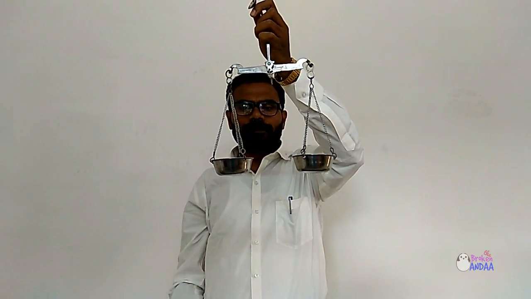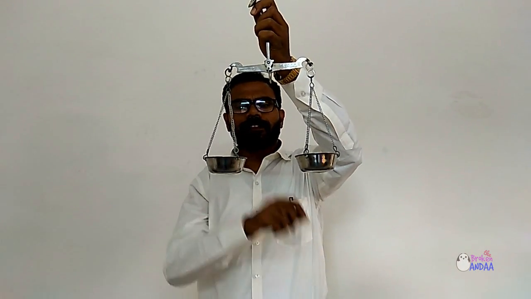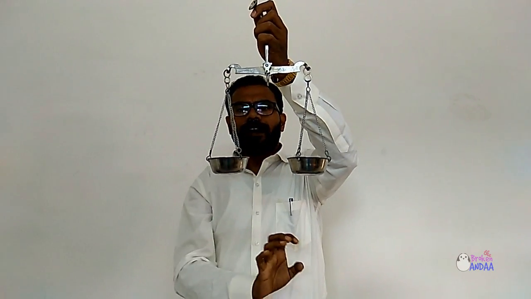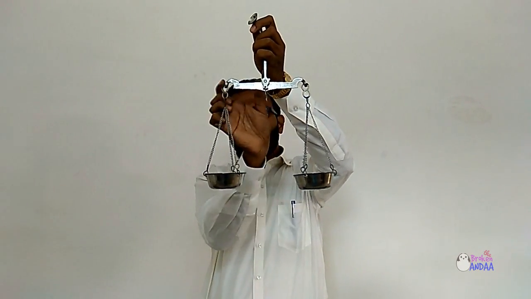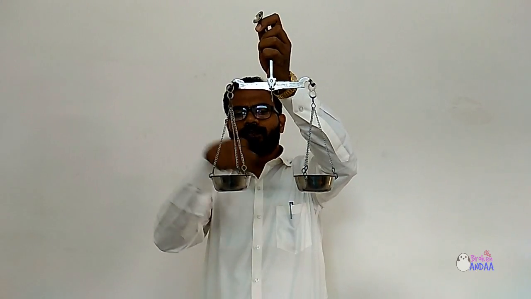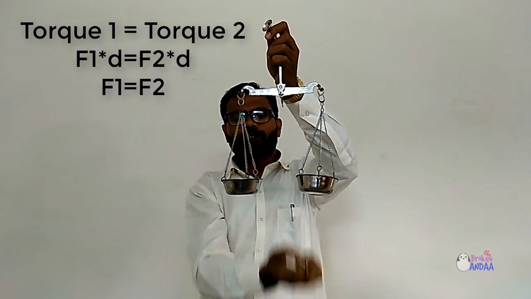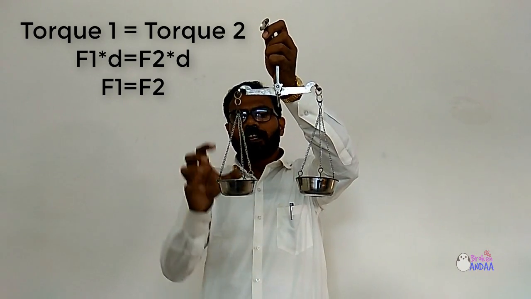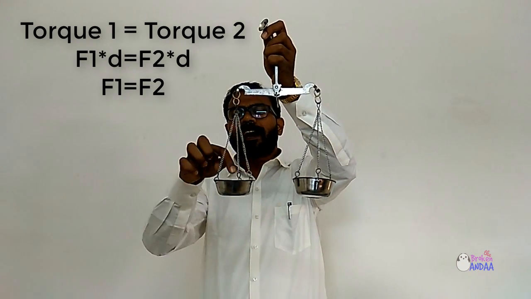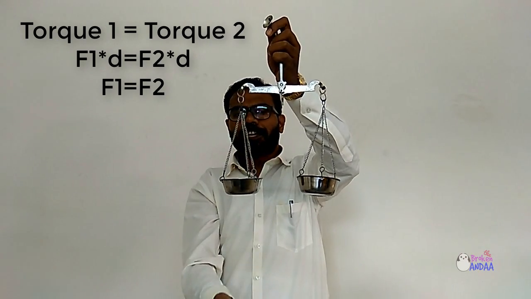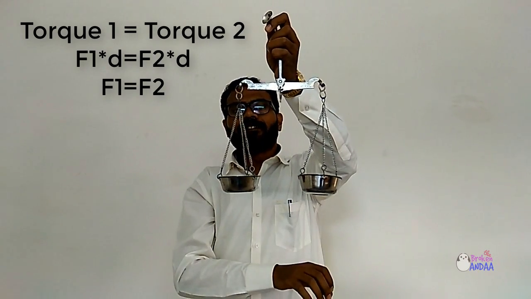Now what's happening over here? In this particular case, both of these torques are balanced because the two distances are equal and both the forces are equal. The force acting on this side is the mass of the blob into g, the gravitational acceleration, and on this side it is the standard mass into g. These two forces are equal.